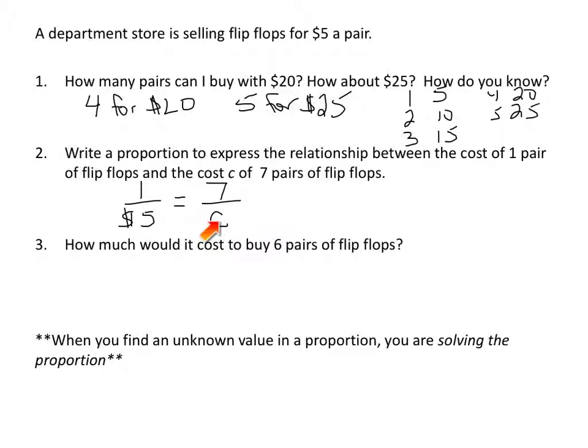So we want to know how much it would cost to buy 6 pairs of flip-flops. Well, there's several ways you could do this. I could set up a proportion that 1 over 5 is equal to 6 over C. And then I could look and say, well, 1 times 6 is 6, so then 5 times 6 would be 30, so C would equal 30. I could also go back to my original table up here, and since I knew 5 was $25, add another $5 for 6. So when you find an unknown value in a proportion, you are solving the proportion. So that's what we were doing right here.